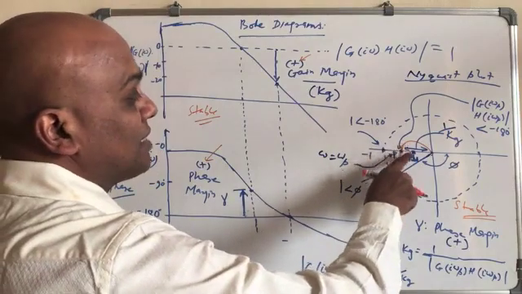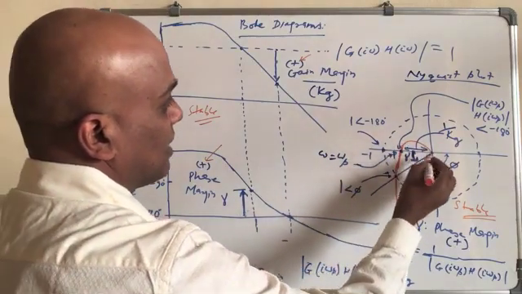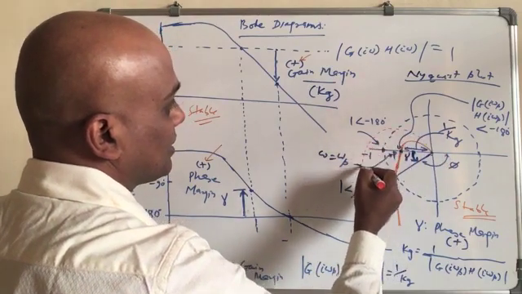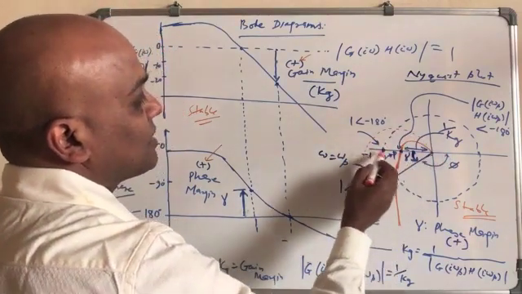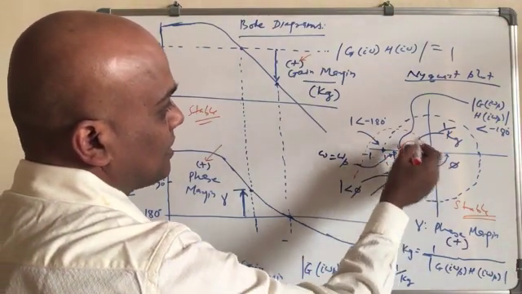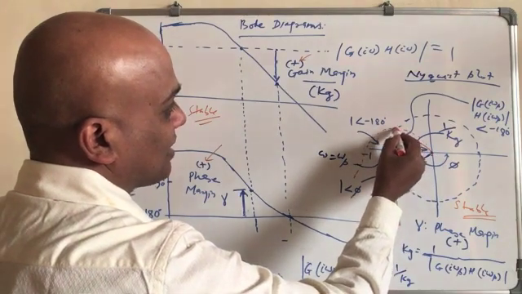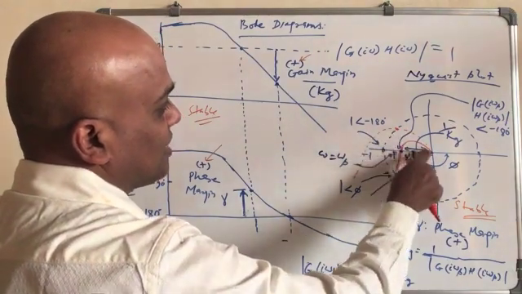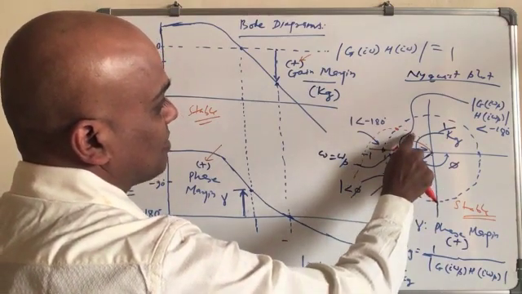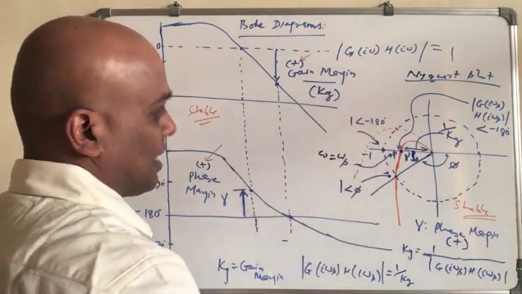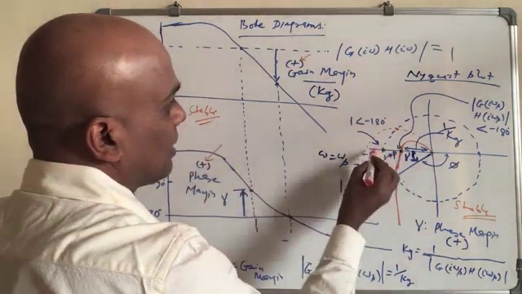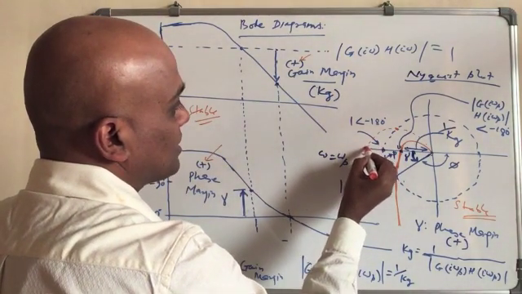If it's negative, let us say the curve goes like this. In that case, at this point right here, the phase margin gamma, which was positive, now becomes negative. The phase margin is negative. That's one thing. And the second thing is where it meets this point.